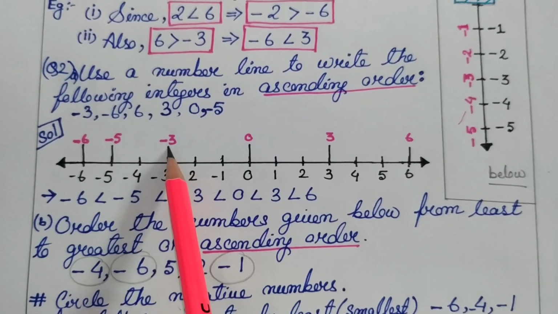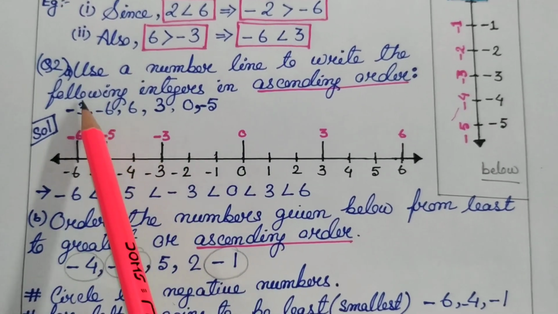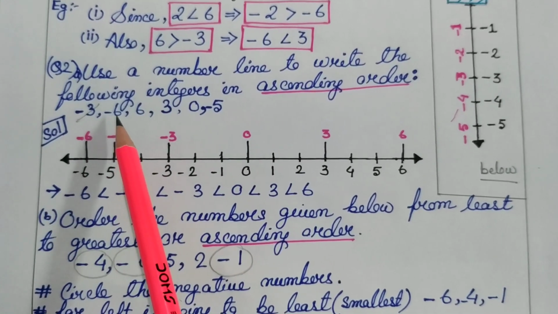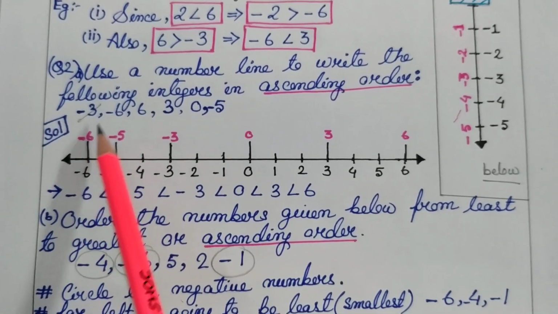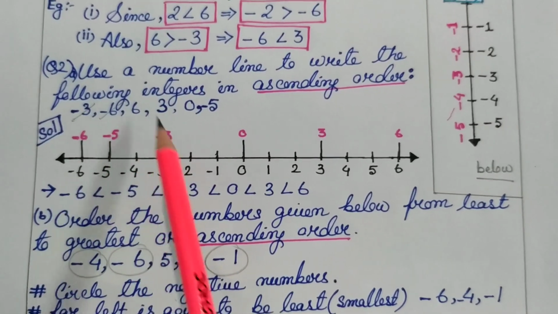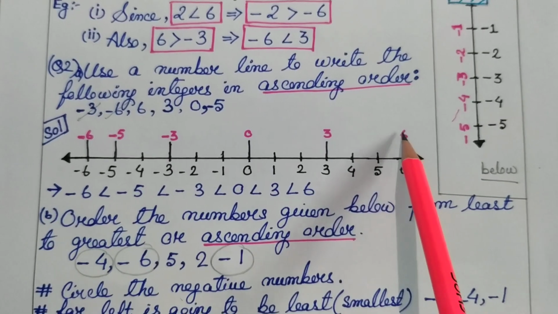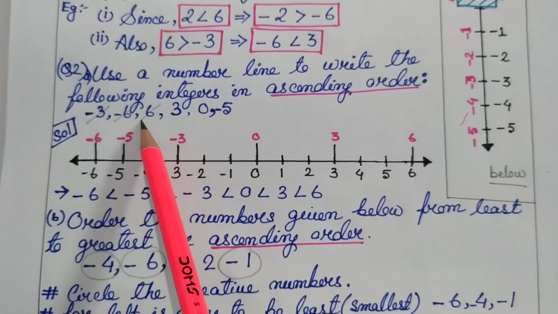I have just increased the height and written minus 3 over here. After you do this, you cut it off. Strike it off. Next is minus 6. Write minus 6 and then you strike it off. Then 6. Over here you come to the positive part, write 6 and then strike it off.